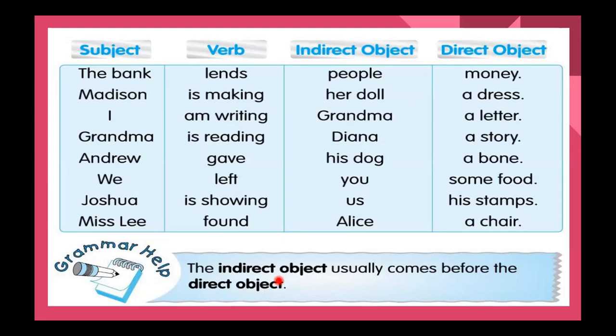So see over here, key point. The indirect object usually comes before the direct object. So this is a sentence. Sorry, indirect object before. Okay, indirect object comes before the direct object. All right.